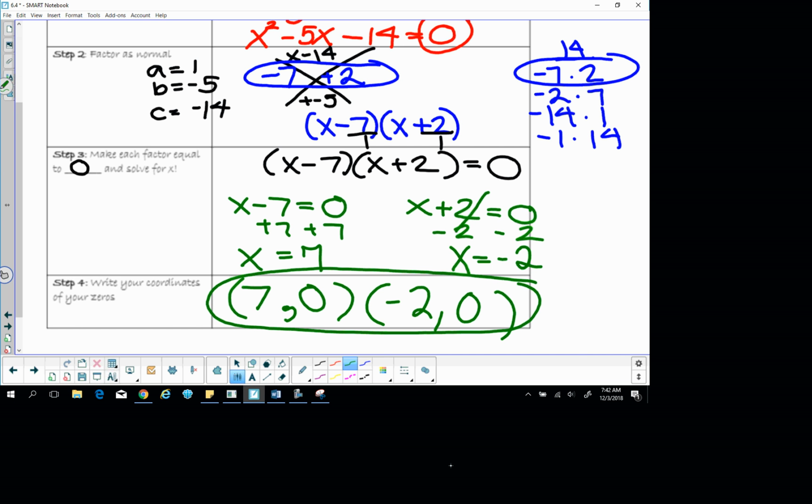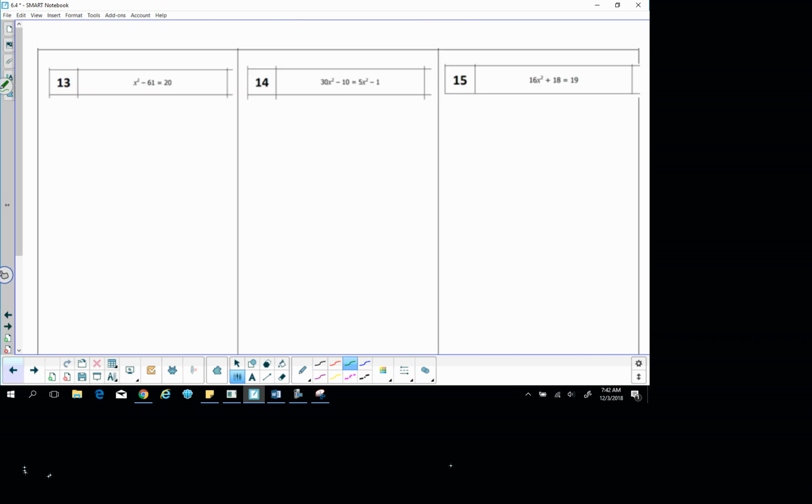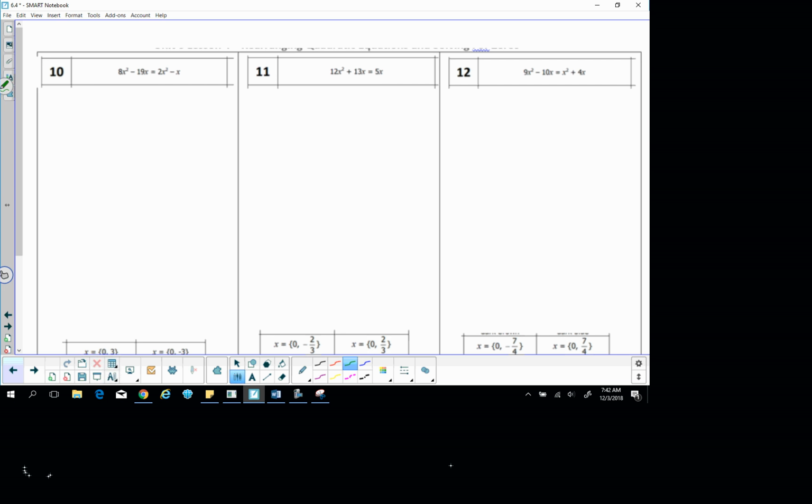So this is all we're practicing today. We're going to try one more together. Does everyone have this down? The worksheet on your desk is a little coloring worksheet, and all it is, is moving everything over to one side and then solving for your factors. Some of them are going to look a little bit different, so I'm going to go over 10 with you. So go to number 10.